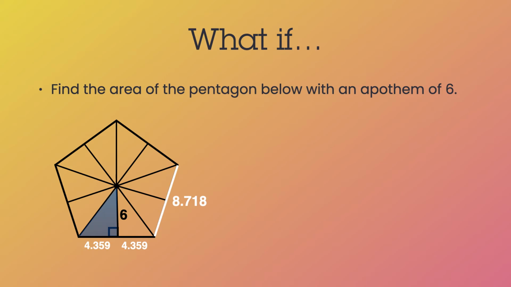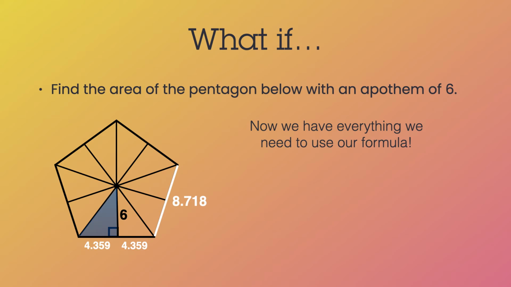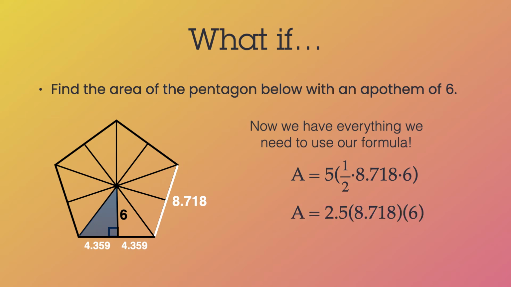But now we have everything we need to use our fancy area of a regular polygon formula. We know this is a 5-sided shape, so we know n is 5. We just found that s equals 8.718. So we'll throw that in there. And then the apothem we already knew was 6. So we'll start to simplify this out. Multiply all 3 of those together, we get 130.77.